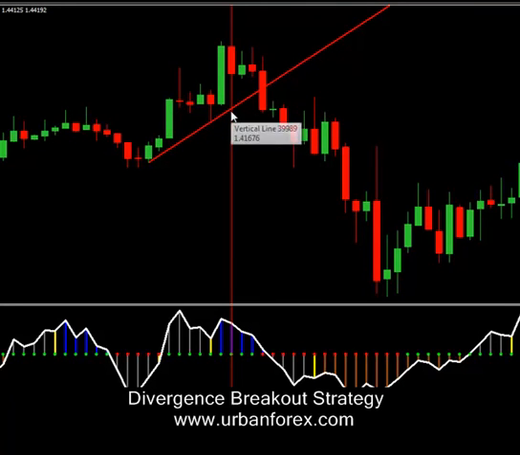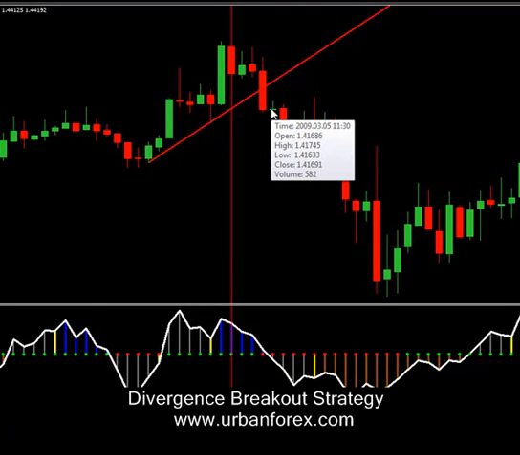How do we take this entry? Once it breaks through the trend line, at the close of the candle and the opening of the next candle, you would open a short right here, and it would go on and so forth.